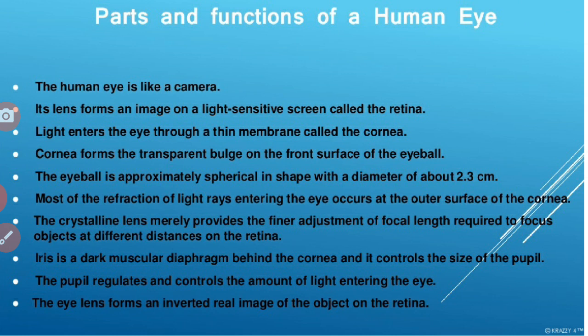Most of the refraction of light rays entering the eye occurs at the outer surface of the cornea. The crystalline lens merely provides the finer adjustment of focal length required to focus objects at different distances on the retina. Iris is a dark muscular diaphragm behind the cornea and it controls the size of the pupil. The pupil regulates and controls the amount of light entering the eye. The eye lens forms an inverted real image of the object on the retina.